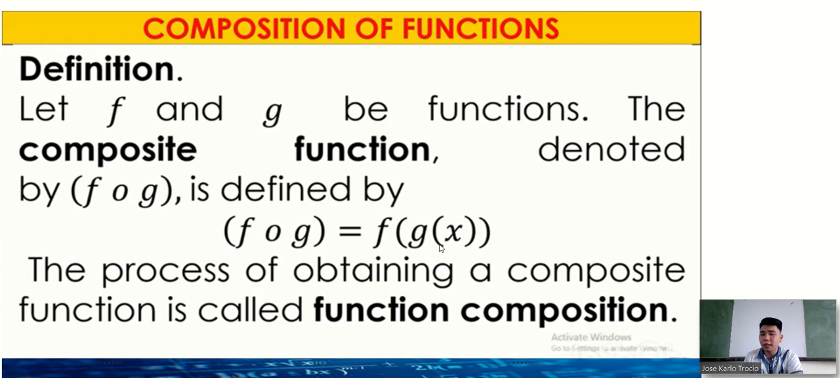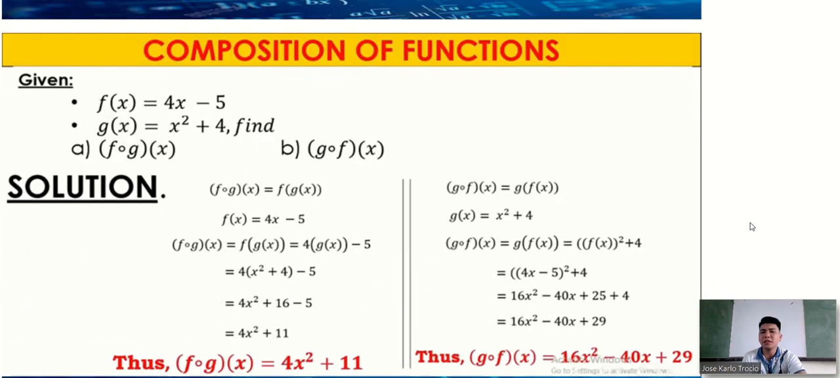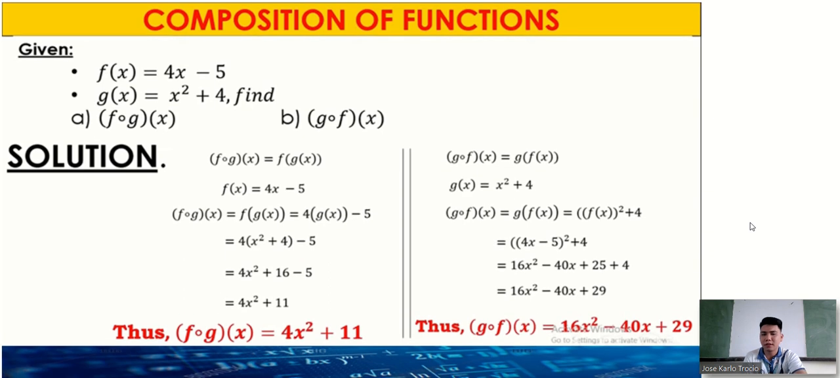So the process of obtaining a composite function is called function composition. Composed. I hope you get the idea already. This is, let's say, a little bit tricky, but still very easy to learn. Just try to remember the evaluation of functions. Let us start right away with our first example.